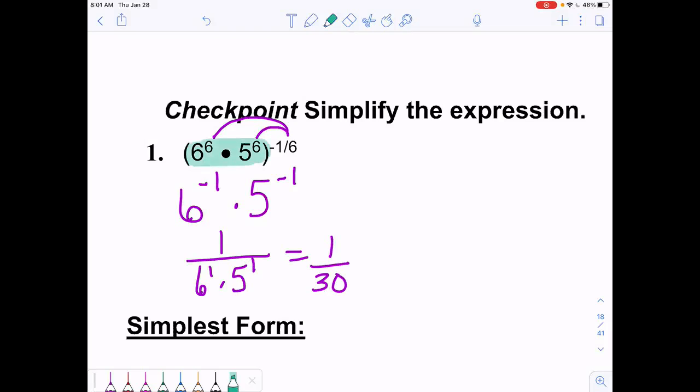Another way you could have done this problem is to start on the inside. If the exponents are the same, you can multiply the bases. So I could have multiplied 6 times 5, and we could have said that's 30 to the 6th power. So my bases can multiply together if the exponent is the same. And then I could have still had that negative 1/6. I get the same answer. It just depends what you notice.